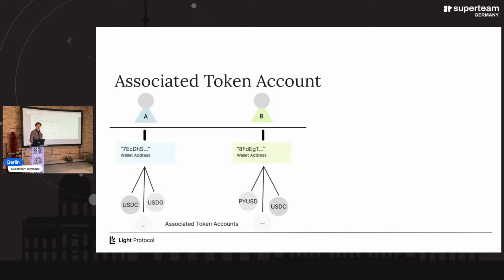And this is sort of how it looks. Here I picked a few stablecoins, USDC, USDG, PYUSD, and they're all held in your wallet, but on an account level, they are held in associated token accounts. Now, this is just a different account type again, and each of these costs like 20 cents to create.